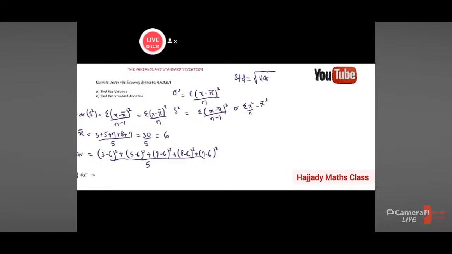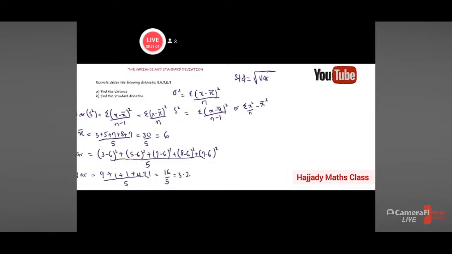So solving this now, here we are going to have 3 minus 6 all squared, which is going to give me 9 plus 1 plus 1 plus 4 plus 1, all over 5. And this is going to give me 16 over 5, which is equivalent to 3.2.